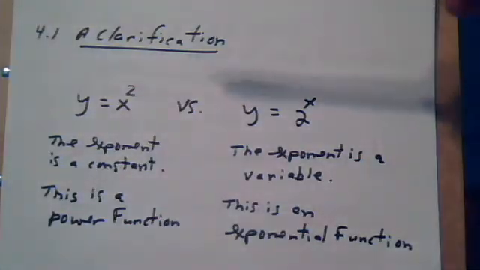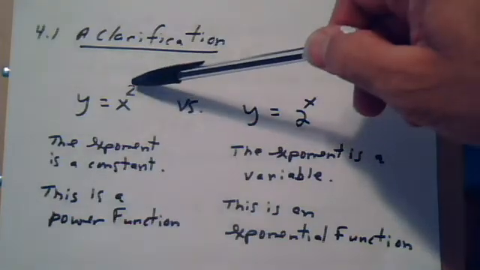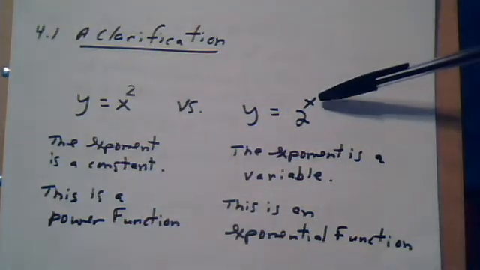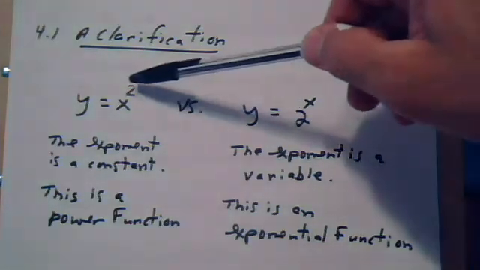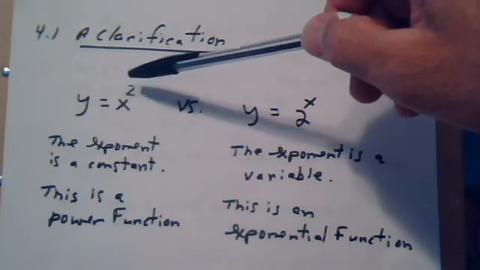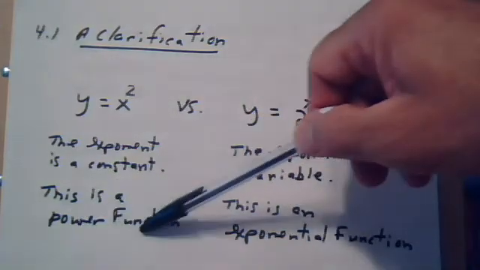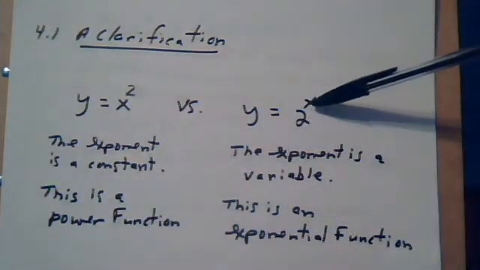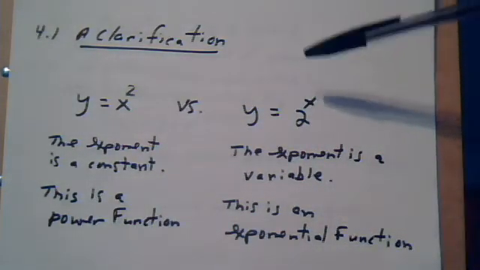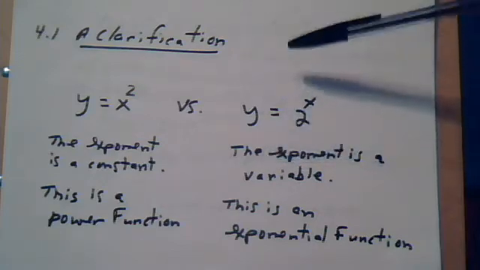Now, a clarification. This is an exponent, and this is an exponent. But when the exponent is a constant, a number, you don't say it's an exponential function. You say it's a power function. When the exponent is a variable, that's the only time you say it's an exponential function.